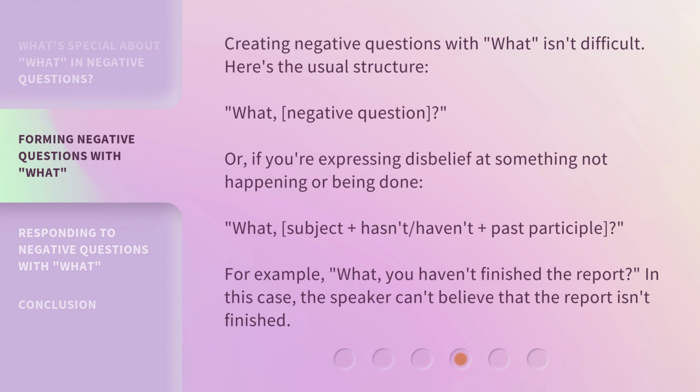Creating negative questions with "what" isn't difficult. Here's the usual structure: "What?" plus a negative question. Or, if you're expressing disbelief at something not happening or being done: "What?" Subject plus "hasn't" or "haven't" plus past participle. For example, "What? You haven't finished the report." In this case, the speaker can't believe that the report isn't finished.